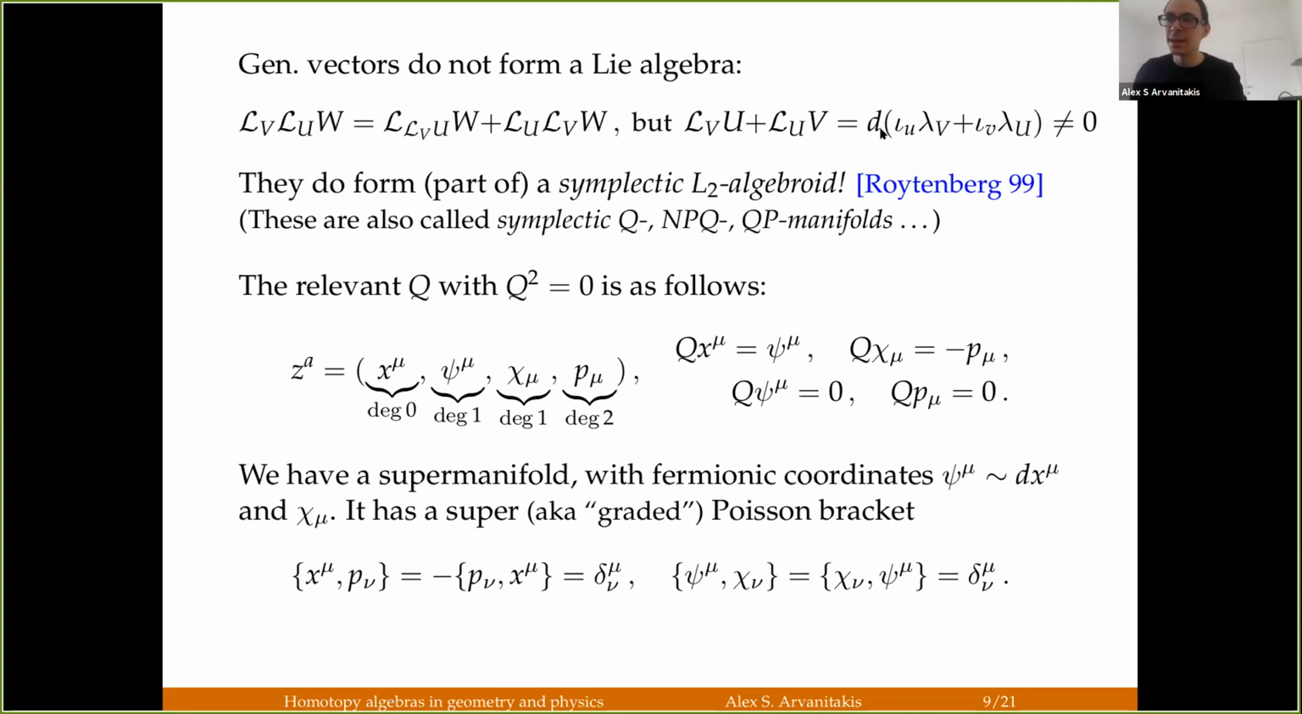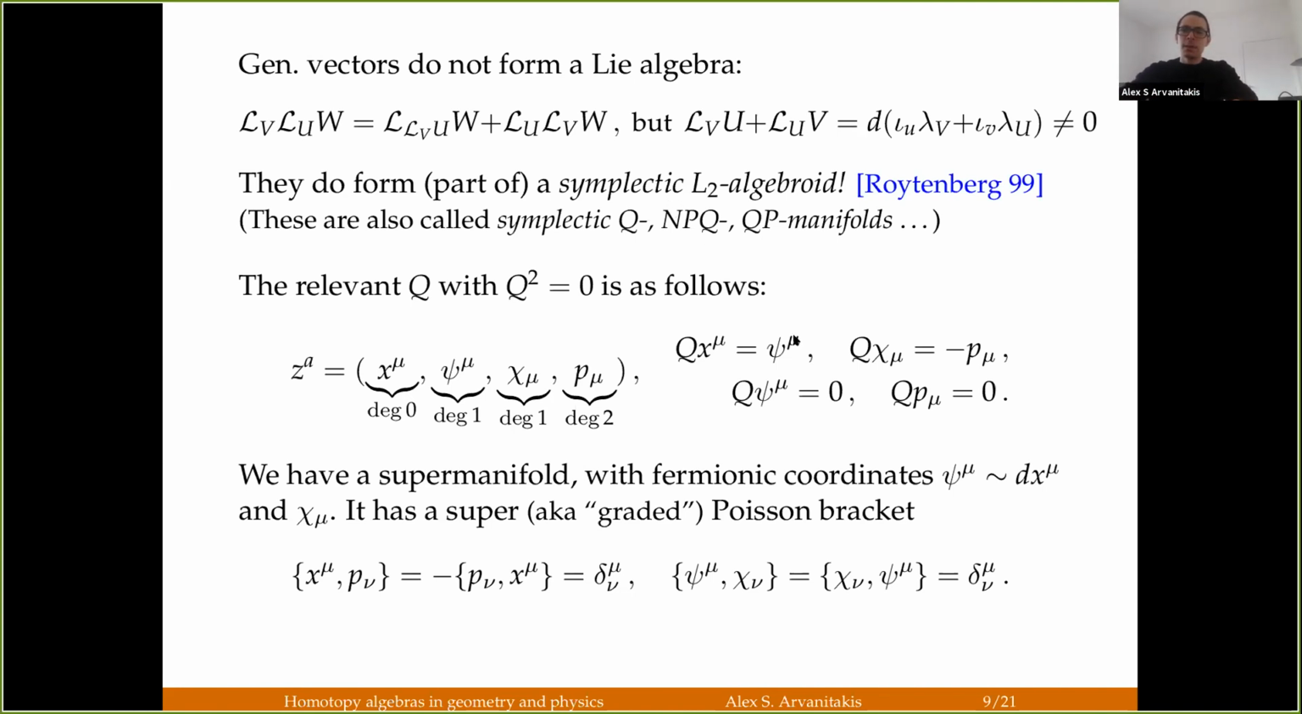So the point is, these generalized vectors can be understood geometrically and algebraically as part of what is technically called a symplectic L2 algebroid, which was actually noticed by Roytenberg in 1999. Notice that predates generalized geometry. History is non-linear like that.